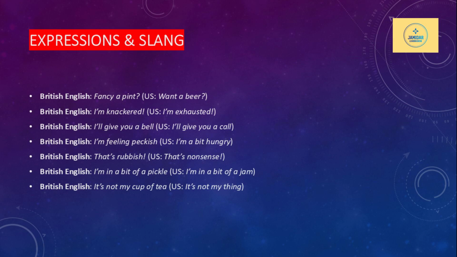Food and drink terminology can vary significantly between British and American English. For example, chips in British English are French fries in American English, and crisps in British English are potato chips in American English.